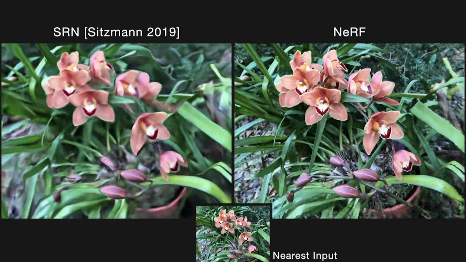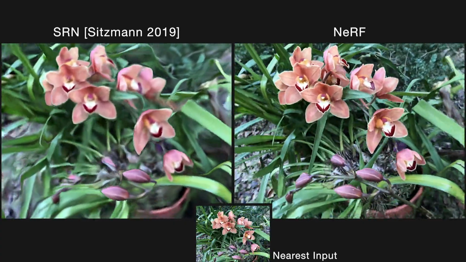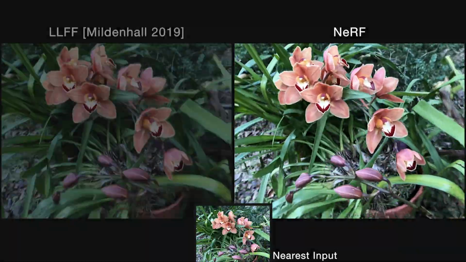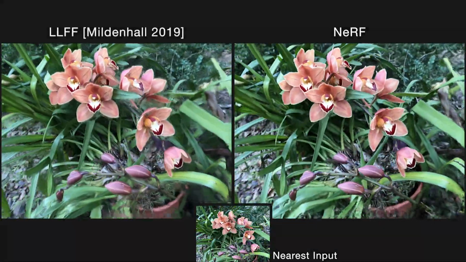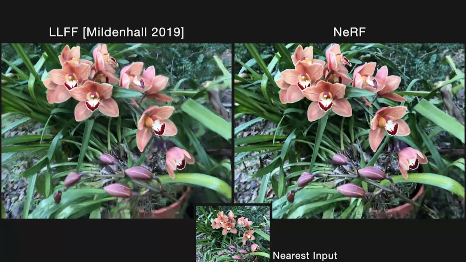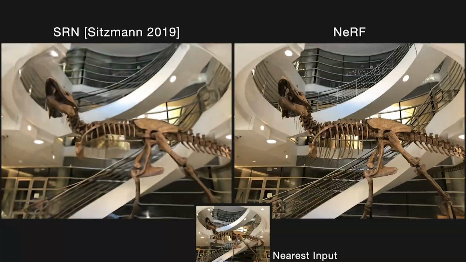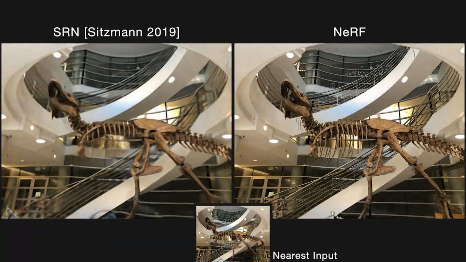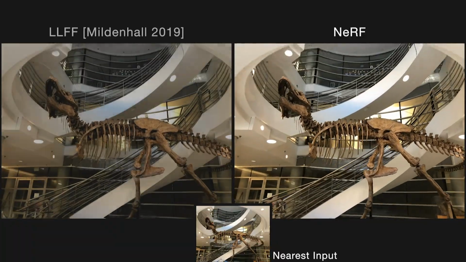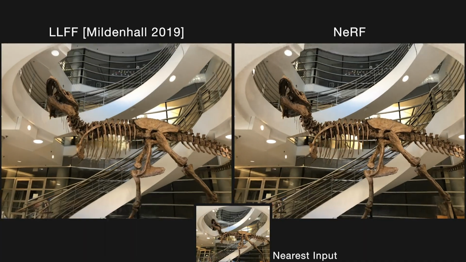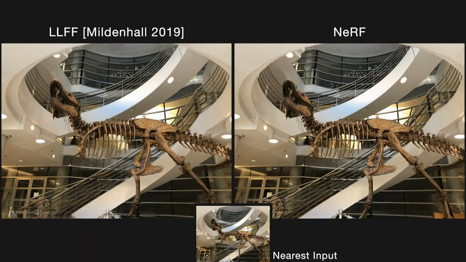SRN uses a recurrent network to ray march through encoded scenes, resulting in inconsistent appearance between rendered views. LLFF blends between multiple renderings with different limited fields of view, resulting in flickering artifacts along image borders. Here, only our method can represent fine details with complex occlusion effects, such as the ribs in this fossilized T-Rex skeleton. Now let's take a look at some additional real results.